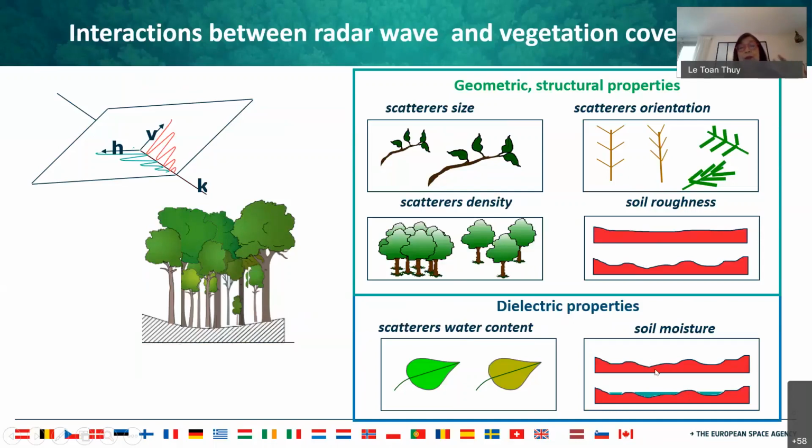So, in short, the radar wave is sensitive to the amount of water molecules in the vegetation. But the relationship between the return signal and the amount of water molecules depends on the structure of the target, whether it's dense, whether vertical or random, and it also depends on the soil roughness and soil moisture.